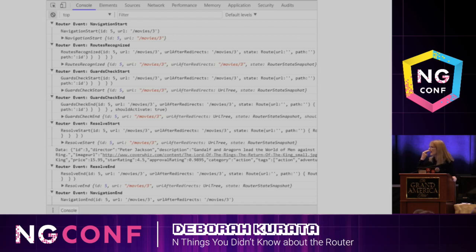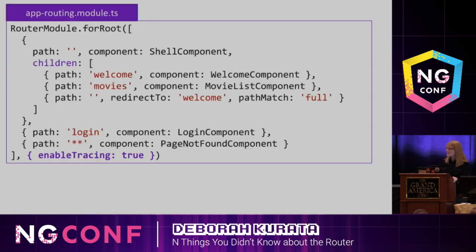That's my data access service logging its data retrieval, and you can see that that's happening before it actually completes the navigation. So how do you turn this on? In your app routing module, you just add enableTracing: true. Okay, and that turns it on, and then after you've resolved whatever issue you might have with your routing, you can just set it back to false or delete that little bit again.